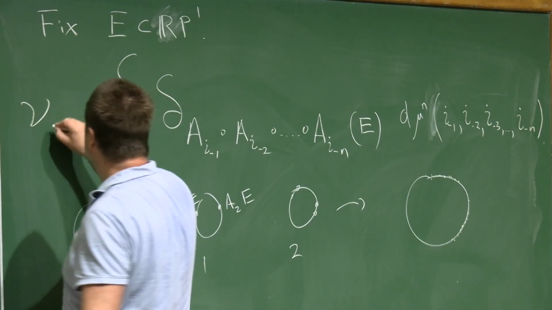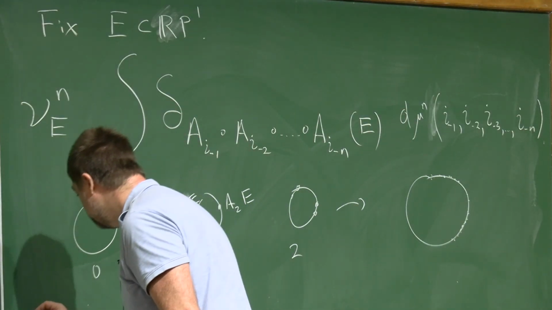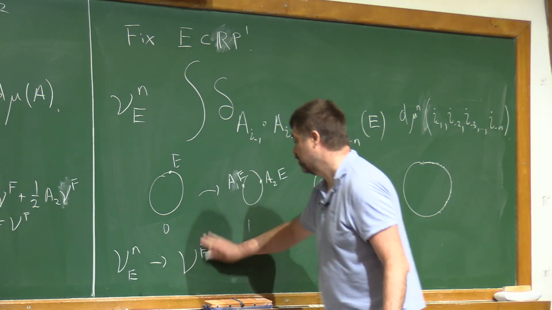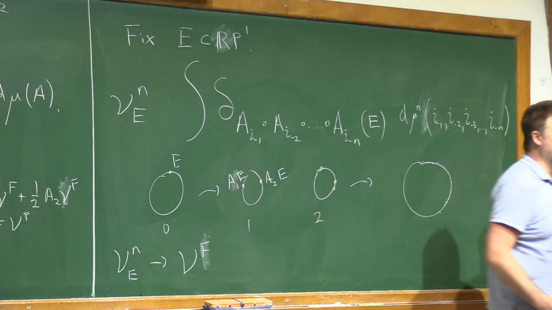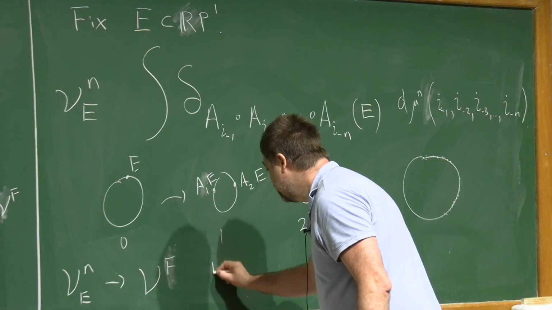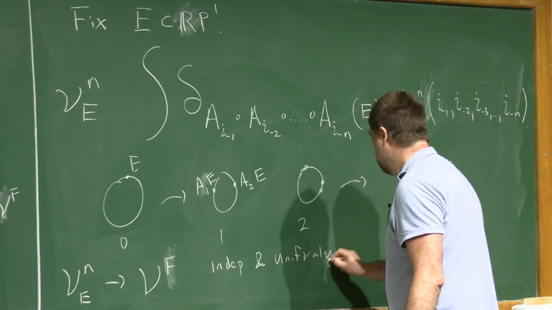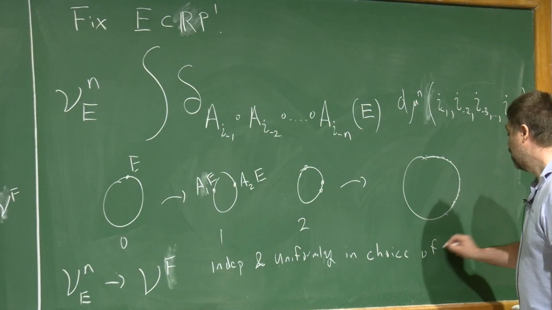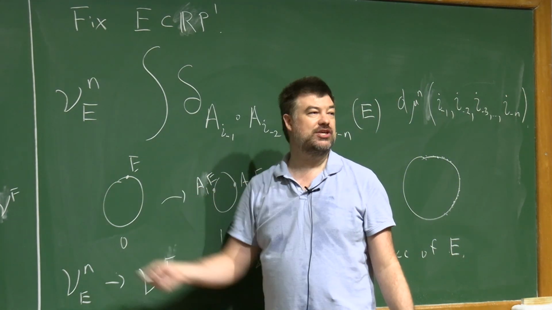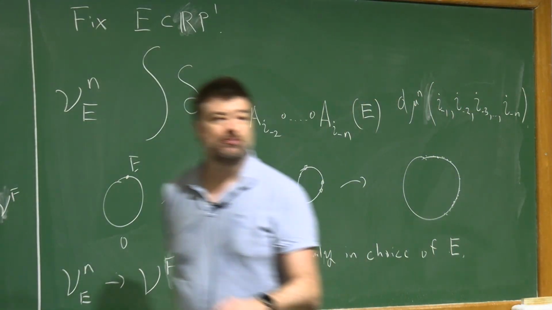Let me call this nu sub E, n, and one way to build the Furstenberg measure is to say that nu E n is going to converge to the Furstenberg measure. And it's going to be independent of the initial subspace I picked. It actually converges even uniformly in the choice of the initial point E. And actually, you don't even need to start with a point. You could put any probability density you want on here, and then just push that probability density around using all the random compositions, and it still will converge to the Furstenberg measure.